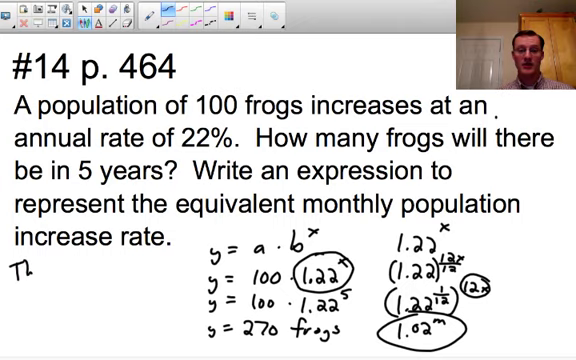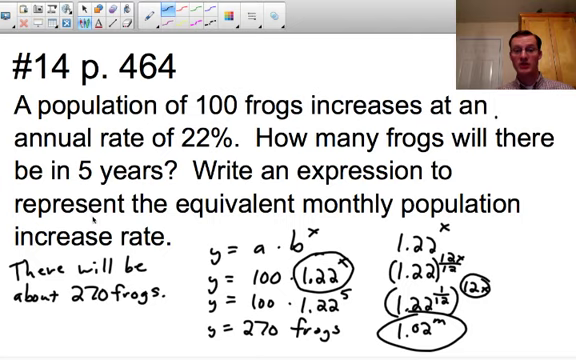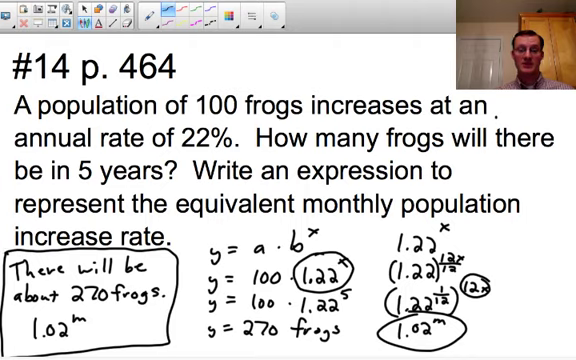We would say there are, or we should say there will be, look, how many frogs will there be in 5 years? There will be about 270 frogs. Write an expression to represent the equivalent monthly population increase rate, 1 and 2 hundredths to the m. And that's it. So that introduces us to exponential growth and decay.